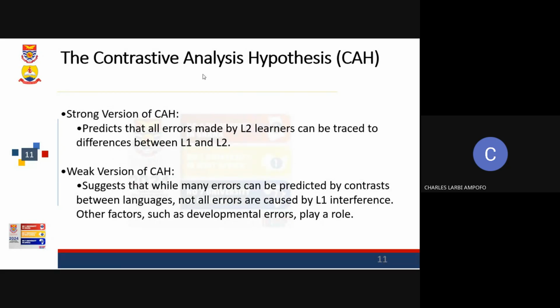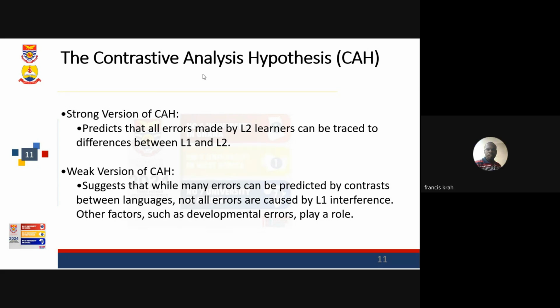So we spoke about the hypothesis of contrastive analysis. They have two hypotheses or opinions. We have the strong version and the weak version. All right. So the strong version predicts that.